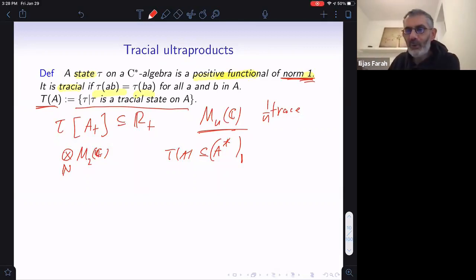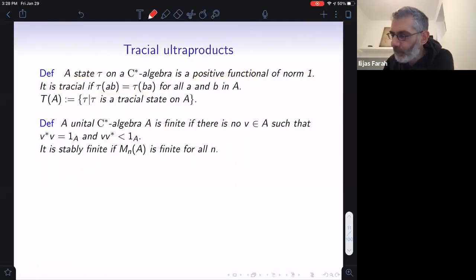So all that we need to know is that certain C-star algebras have tracial states. Not all of them. Now, here is a definition. A unital C-star algebra is said to be finite. This is somewhat unfortunate terminology, but it actually makes a lot of sense if you think about it. If there is no element V such that V star V is 1, so V is an isometry, and V V star is less than 1. So it's a proper isometry.